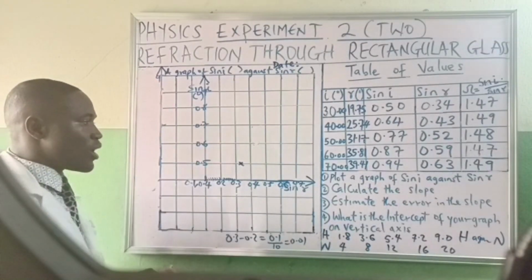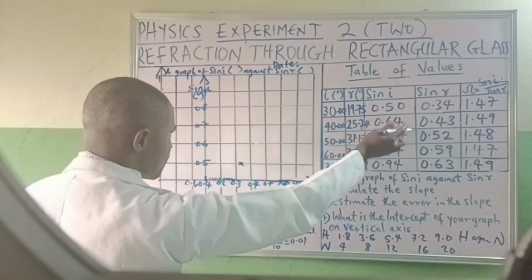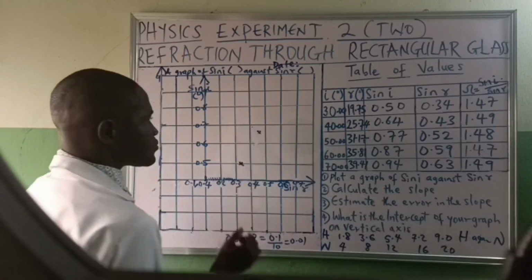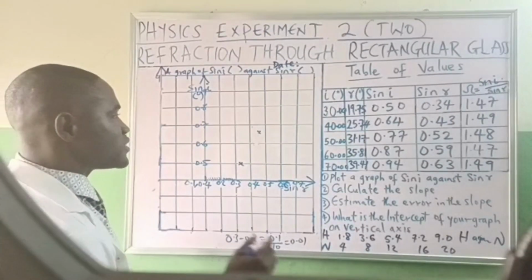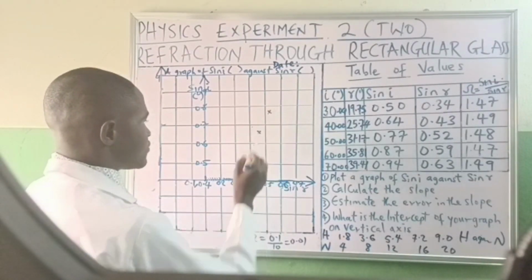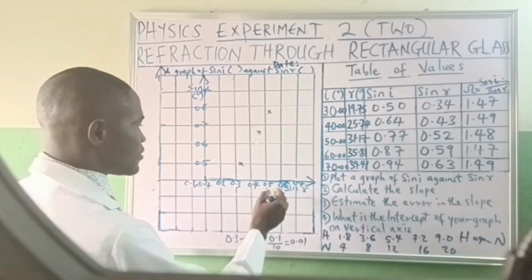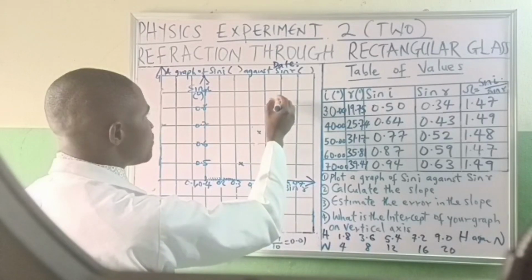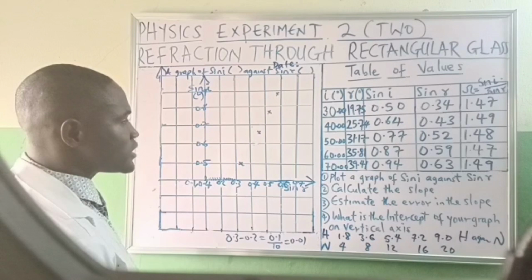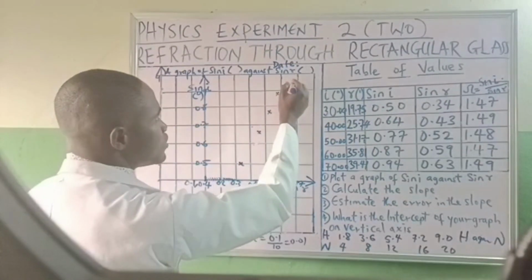Same with the other axis, 0.01. Now what you do is plot 0.64 against 0.43. That will be around here. 0.77 against 0.52. That will be around here. 0.87 against 0.59. That will be around here. 0.94 against 0.63. That will be around here.